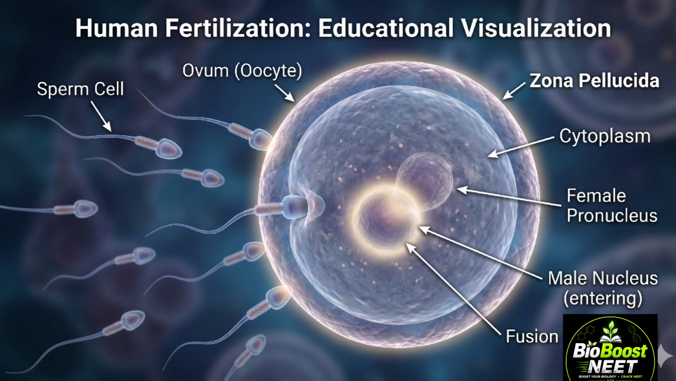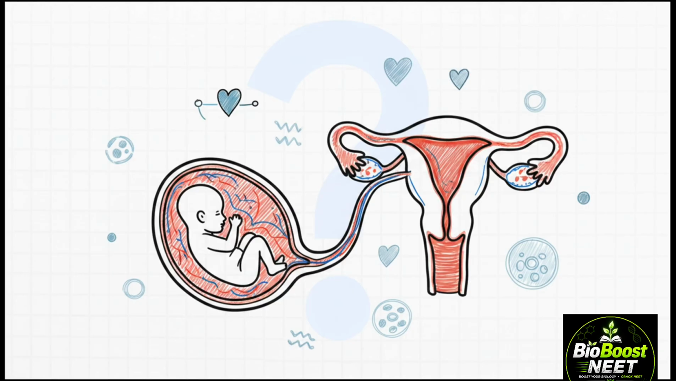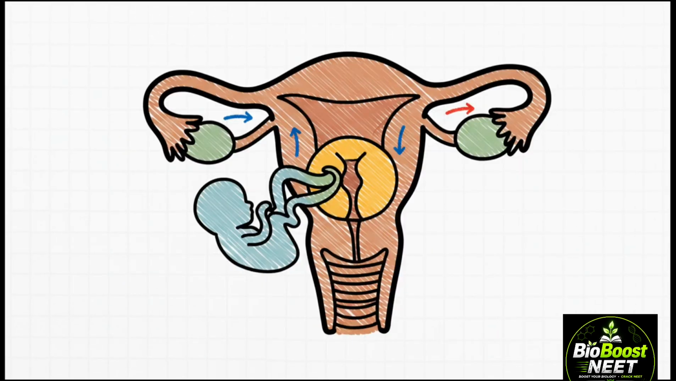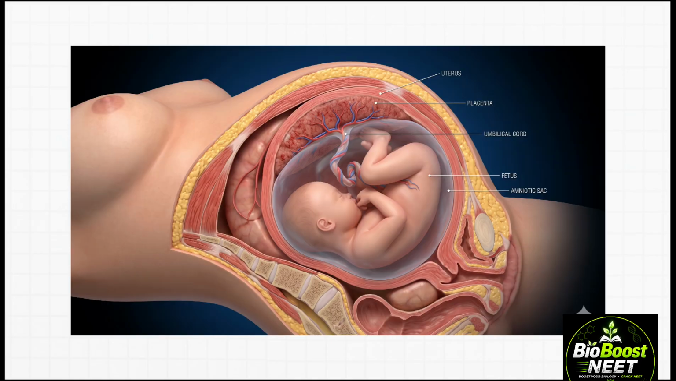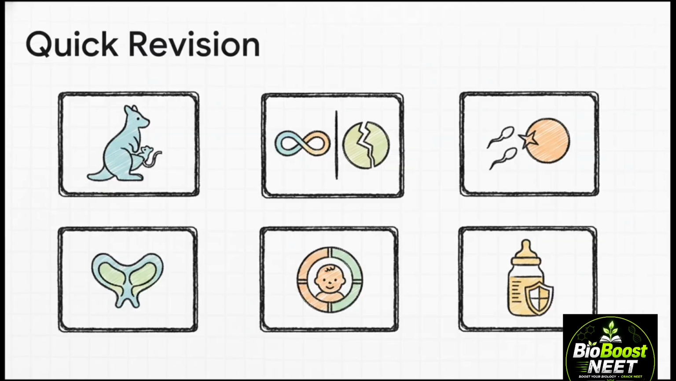Let's do one more. This structure, which provides a vascular connection between the fetus and uterus, is called, again, think about the function described here. What's that crucial connection? And the answer is, of course, D, placenta. The placenta is that amazing structural and functional unit, the lifeline between the developing fetus and the mother. Well done.